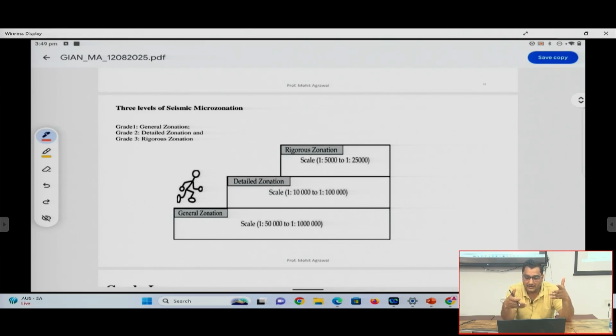Okay, so in this particular zonation you do not take into account various soil factors or maybe site response study. This is why it is known as general zonation. Now if there is a detailed zonation, the scale is 1 to 10,000 to 1 to 100,000. Likewise, if you go for much better resolution, then a rigorous zonation you need to do, that is grade 3, and it comes into the scale of 1 to 5,000 to 1 to 25,000.